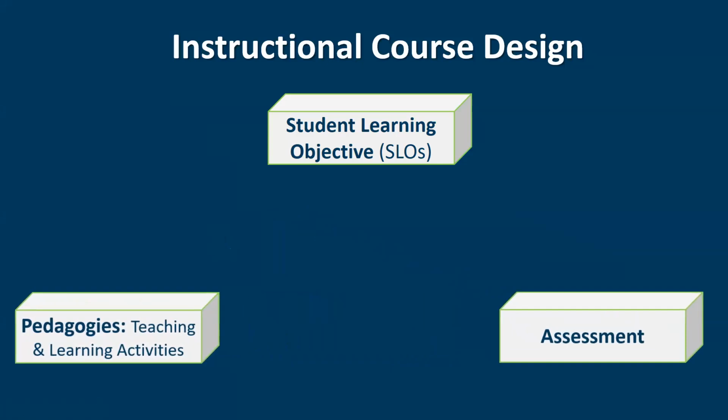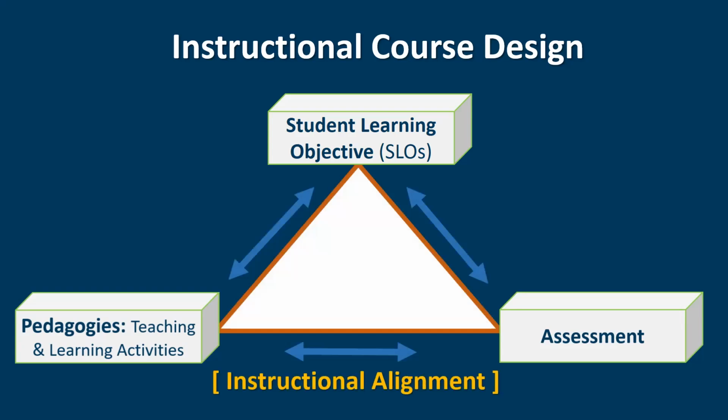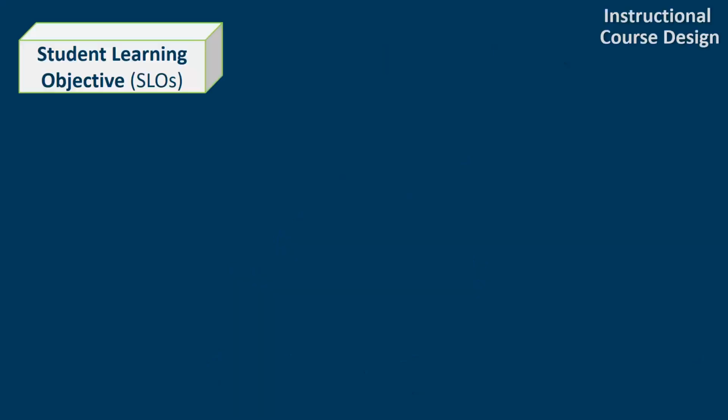The key part of this is that there's three components, but they're all important in order to properly align. So we have what's called instructional alignment. When you have one of these things that are off or improperly placed, then it tends to affect the overall course. So that's why we're going to talk about each one of these and see the importance of each one as well. So the first one here, the student learning objective.